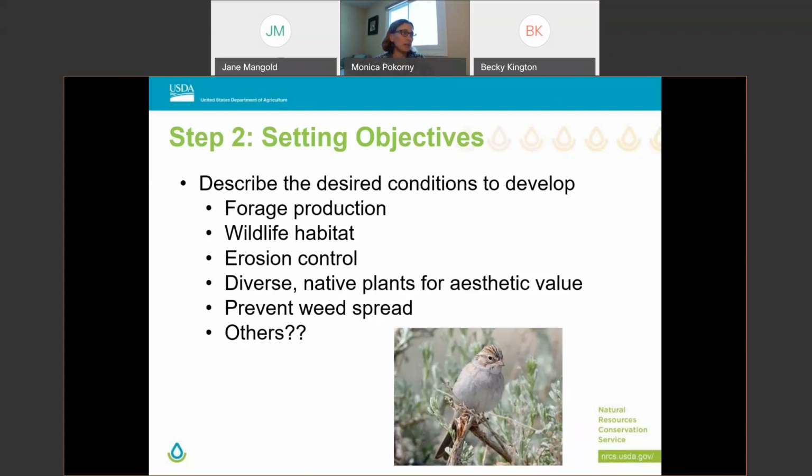And then when you set your objectives, think about what your desired conditions are on the site. Do you want to produce forage, wildlife habitat? Are you trying to control erosion? Definitely we want to continue to prevent weed spread and compete against weeds. So you might have one or many different objectives for your site.